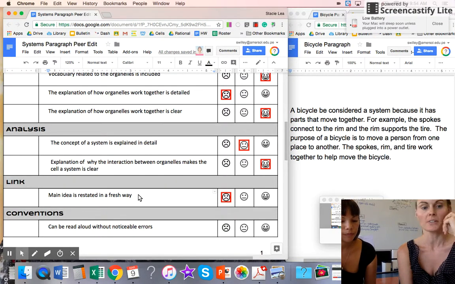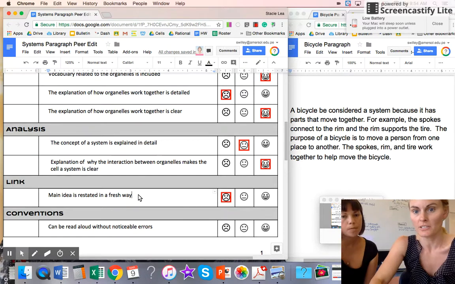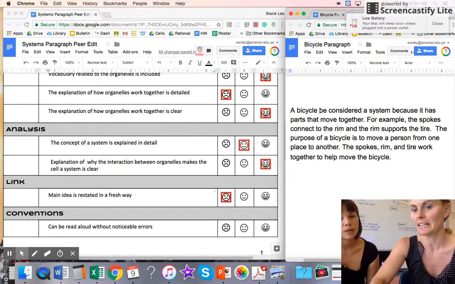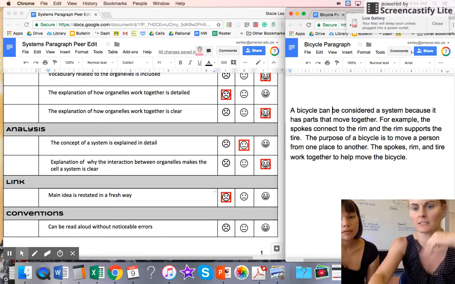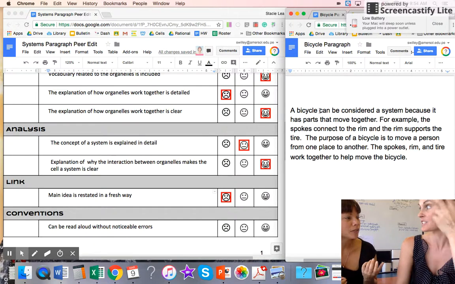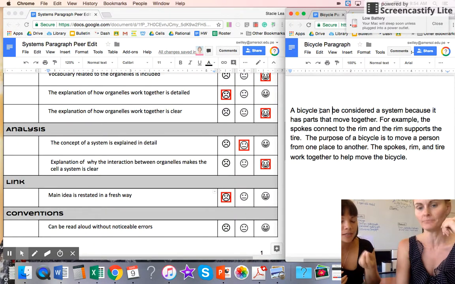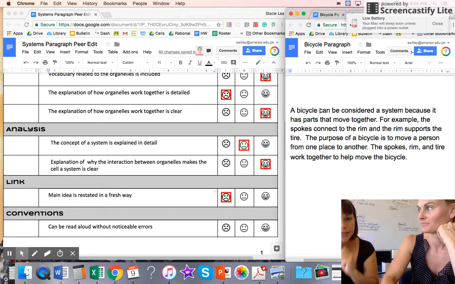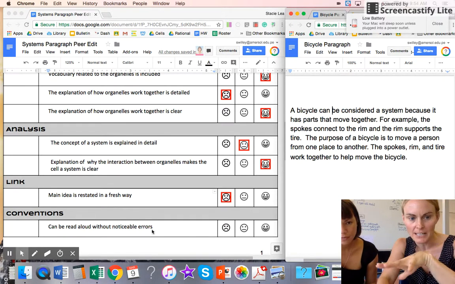Okay. And you know what I've just noticed that I should have seen when I read it in the beginning, if you look at my first line here, a bicycle be considered. So I have to be careful when I'm reading because I forgot the word can here. Yeah, and that's a really important point because we often read really quickly and skip over a missing word. Yeah, because our brains automatically put it in there. Right, our brain just thinks it's there. So that's why sometimes reading with one finger and pointing is important. So then it can be read without noticeable errors.